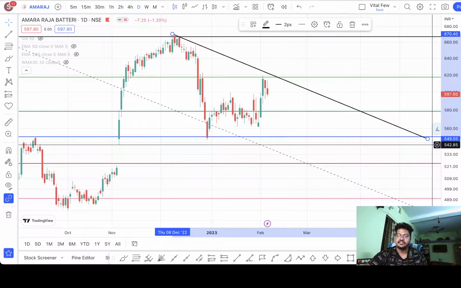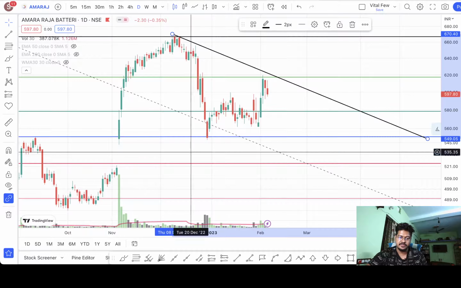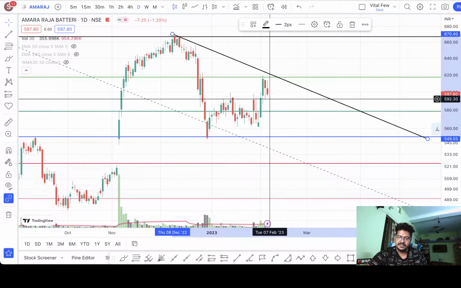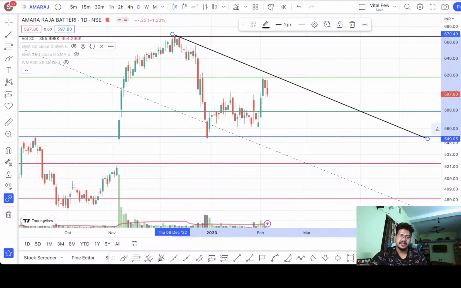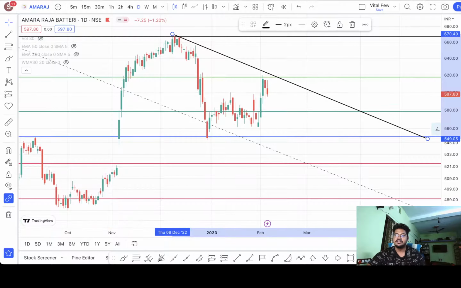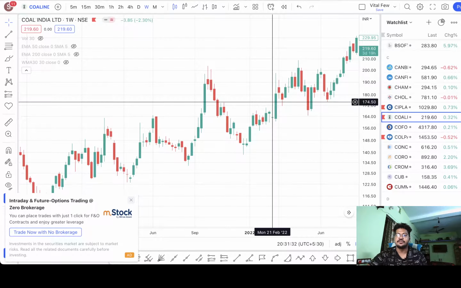Also keep an eye on the volume. You cannot ignore volume. The volume should be high. Let's check what the volume is right now. I'm pretty sure when it comes to this place, the breakout point, it will be high. Now let's go to another example, Coal India, and this is also a buying opportunity.